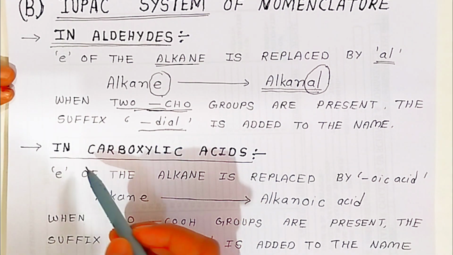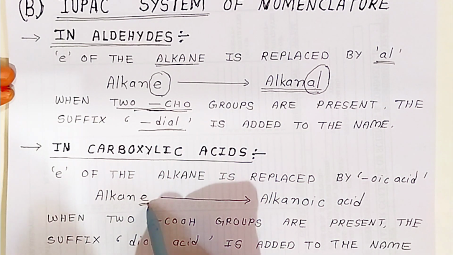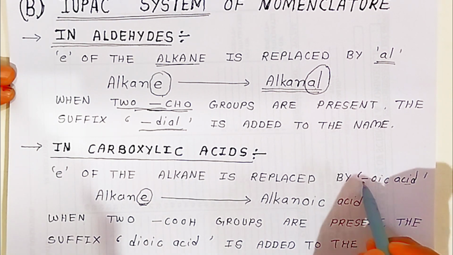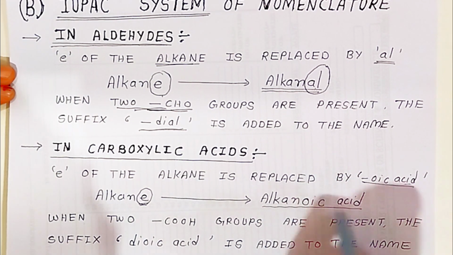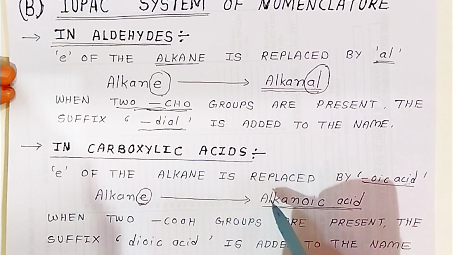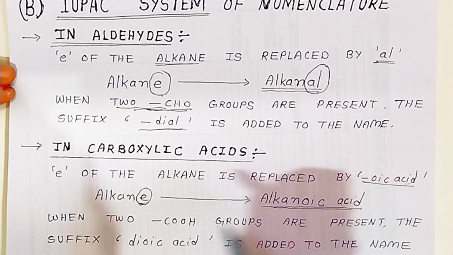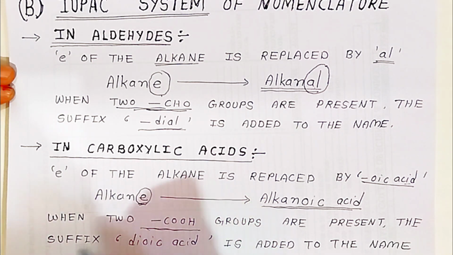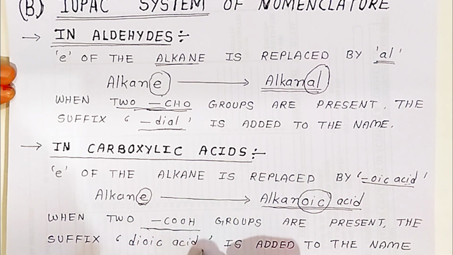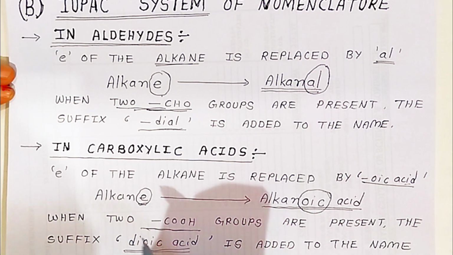Now, in carboxylic acid, the E of the alkane is replaced by oic acid, and we call it alkanoic acid. So if you want to name a carboxylic acid in the IUPAC system, we call it alkanoic acid. If two carboxylic groups are present, then the suffix we use is di, meaning two oic groups are present, so we call it dioic acid. This way you have to name in the IUPAC system.